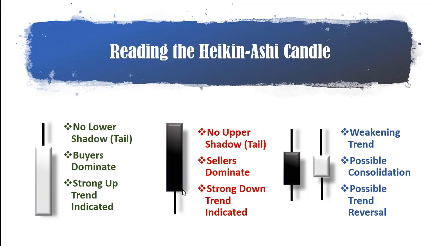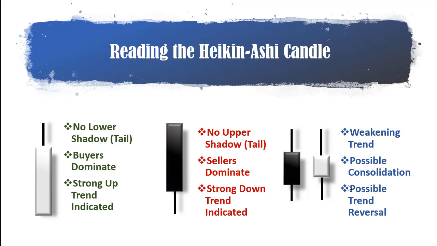If you see a dark candle, your down candle, and that down candle has no upper shadow... Oops, that shouldn't have been a tail there, that's a mistake. It should be a wick. If there's no wick, sellers dominate and a strong downtrend is indicated.